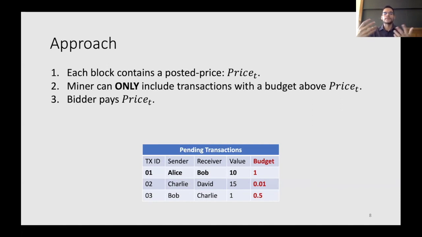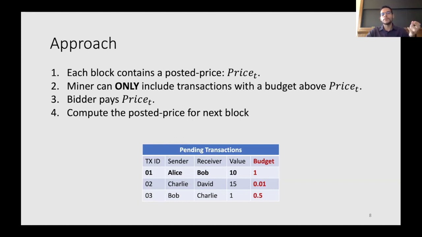So in some sense now, the hope is that buyers would have incentive to review their budget, because now they'll only be required to pay this fixed price at any point in time. In the last step, we are going to compute the posted price for the next block. So my talk is really going to focus on this fourth point, on how we can actually dynamically compute this posted price and different mechanisms that you might have to estimate this price.